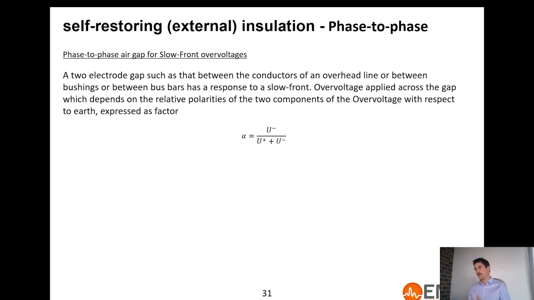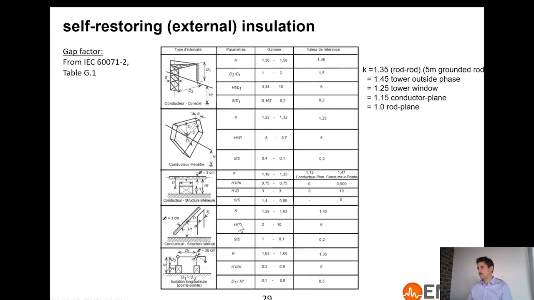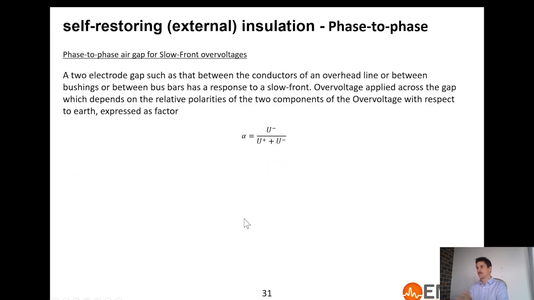As I just explained, there is a difference when you have a surge which is negative or positive. For phase to ground insulation, we don't really care because the sign can be plus or minus. In terms of simulation, it doesn't change much, so we'll just assume the worst case, whether it's positive or negative. But if you consider phase to phase now, it becomes important because the sign matters.